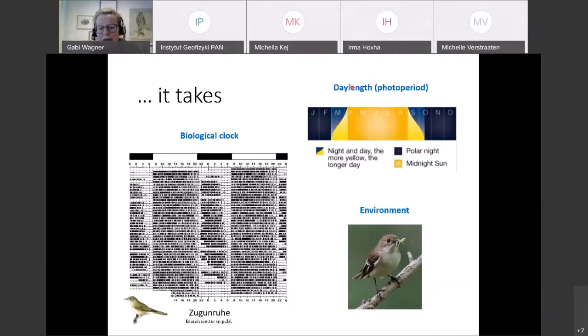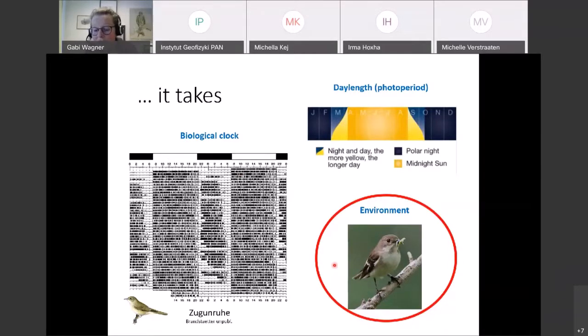And now the day length doesn't change, of course, and the biological clock changes only over the course of many, many decades and thousands of years in evolution. But now with Arctic change, the environment, of course, changes massively. Suddenly the caterpillars are not there when the birds are programmed to have their young ones. Suddenly the stopover sites and the migration routes are not rich in food anymore and do not provide the food that the birds need to fatten up.